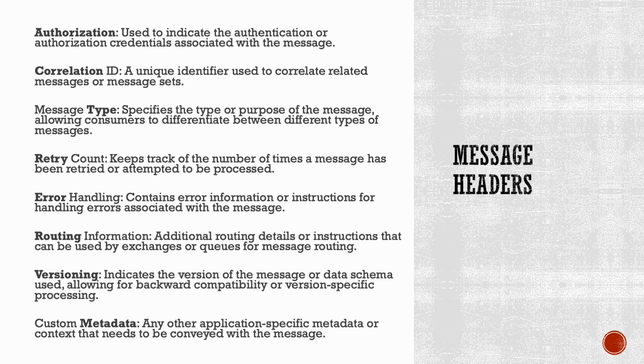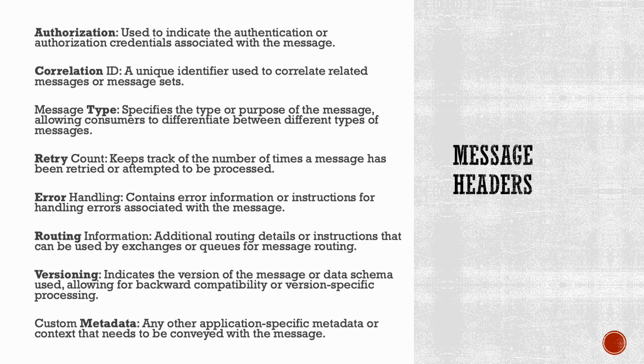Authorization, used to indicate the authentication or authorization credentials associated with the message. Correlation ID, a unique identifier used to correlate related messages or message sets. Message type, specifies the type or purpose of the message, allowing consumers to differentiate between different types of messages. Retry count, keeps track of the number of times a message has been retried or attempted to be processed. Error handling, contains error information or instructions for handling errors associated with the message. Routing information, additional routing details or instructions that can be used by exchanges or queues for message routing.